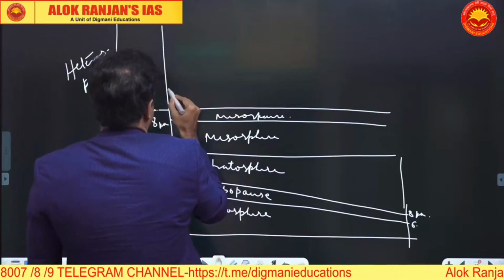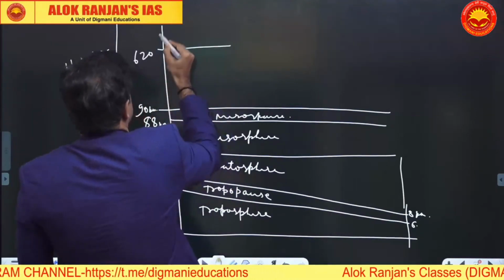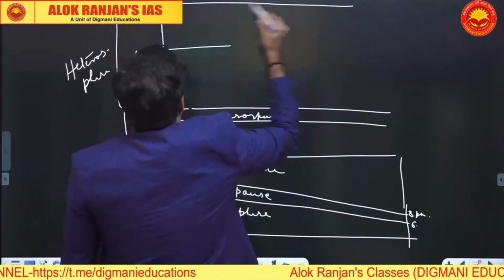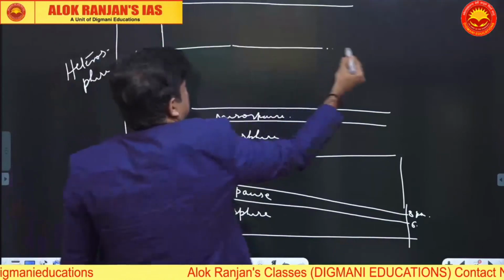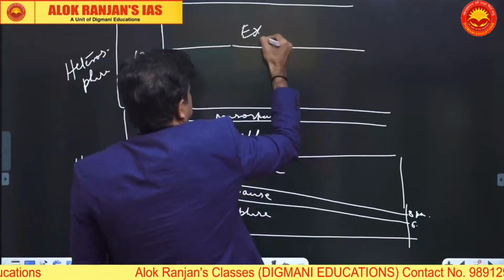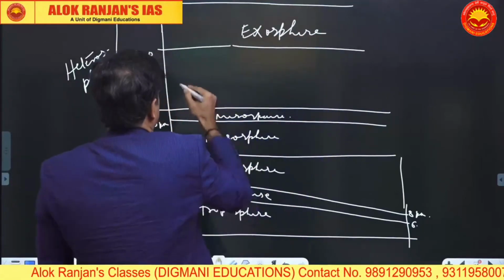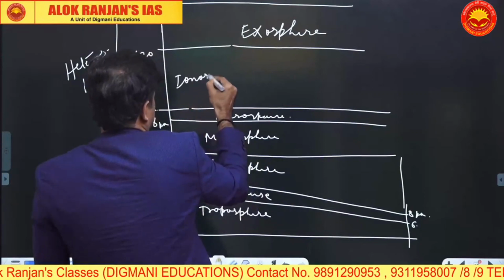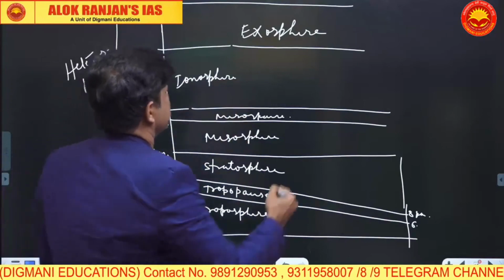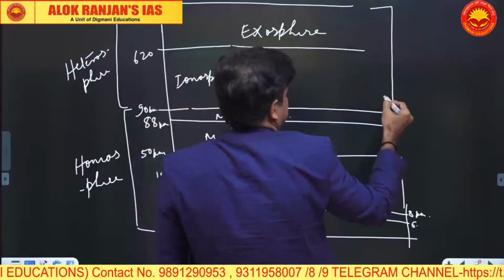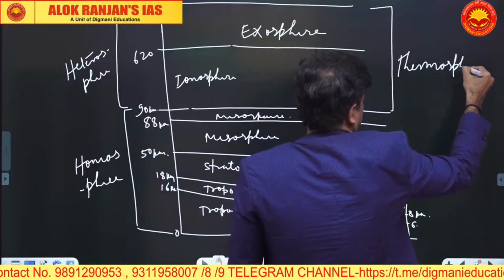Now 90 to 620 and then 3200. So the upper one is called exosphere and this is called ionosphere. Now within the ionosphere, and these two collectively will be called thermosphere.